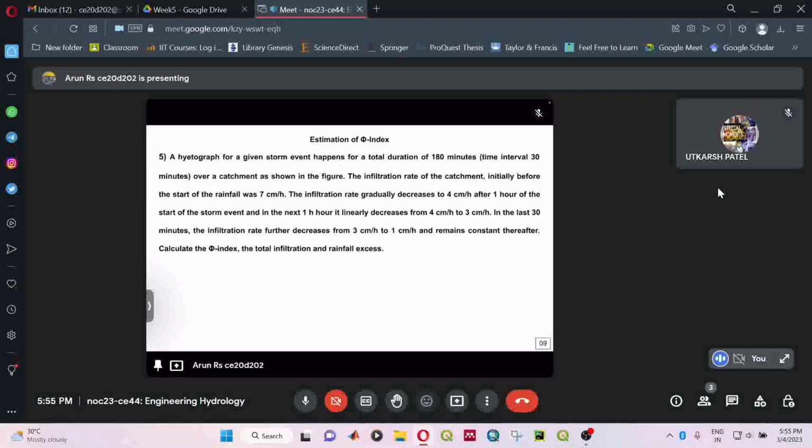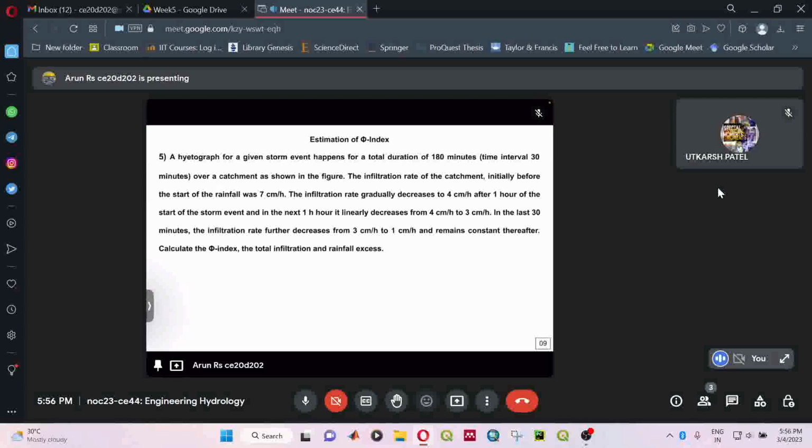So the hydrograph for the given storm event happens for a total duration of 180 minutes. Your rainfall happens for 180 minutes at a time interval of 30 minutes over a catchment. The infiltration rate of the catchment initially, before the start of the rainfall, was 7 centimeter per hour, and this infiltration rate gradually reduces to 4 centimeter per hour after 1 hour of the start of the storm event.